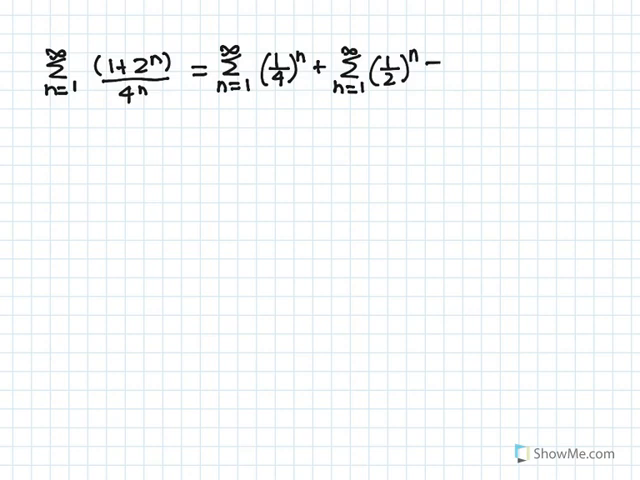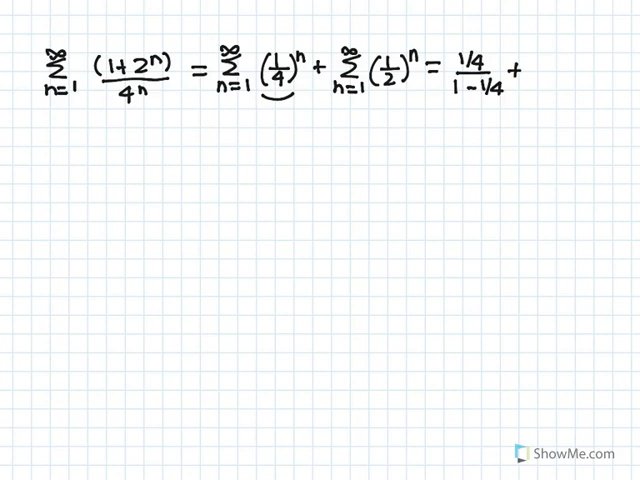Now apply the sum formula for each geometric series. For the first one, plug in n equals 1 to get a, the starting term. Plugging in the index n equals 1, we get 1 quarter to the 1. That means a is equal to 1 quarter, divided by 1 minus the common ratio, which is, of course, 1 quarter.